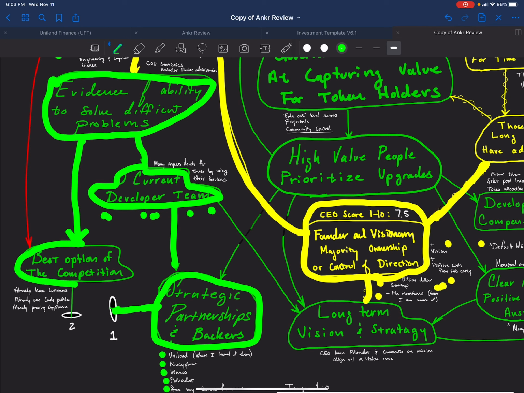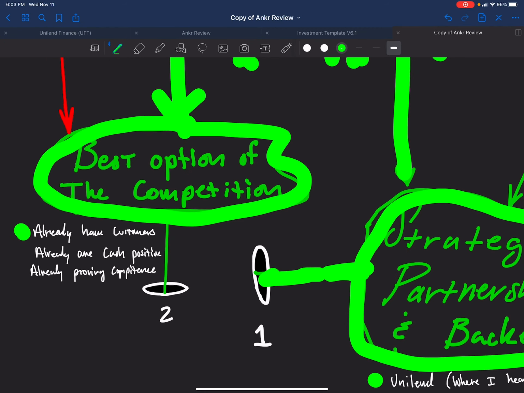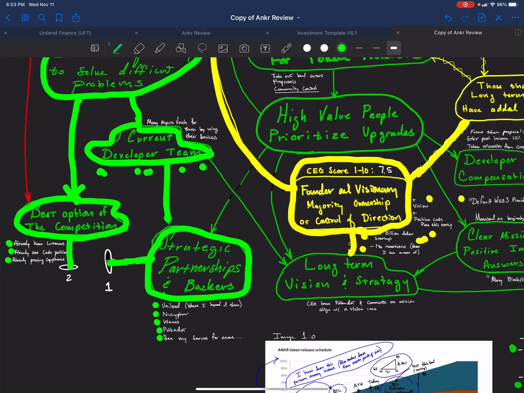Best option of the competition. So they've already achieved it. They already have customers. They already are cash positive, and they're already proving their competence. So yes, I think they're almost going in their own direction in that they're so practical. They've been around for a while, but it looks like they've taken this pivot to be super practical, super pragmatic, and to deliver, just deliver something. And they're delivering. And that's, at the end of the day, what matters. Are you delivering? And they are.